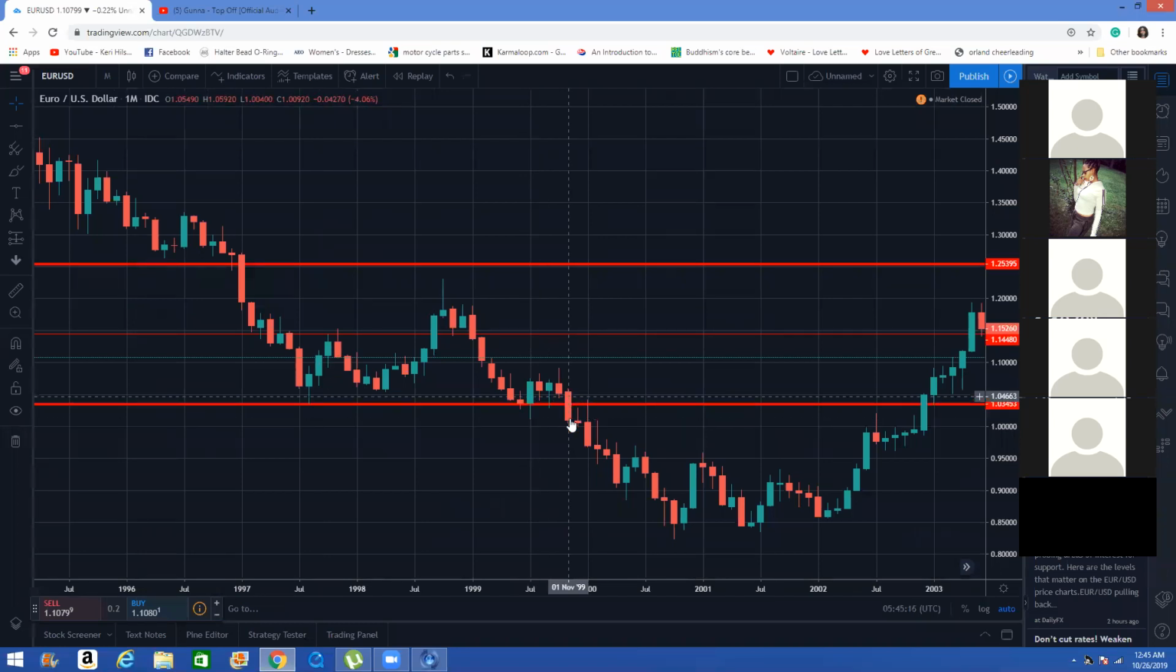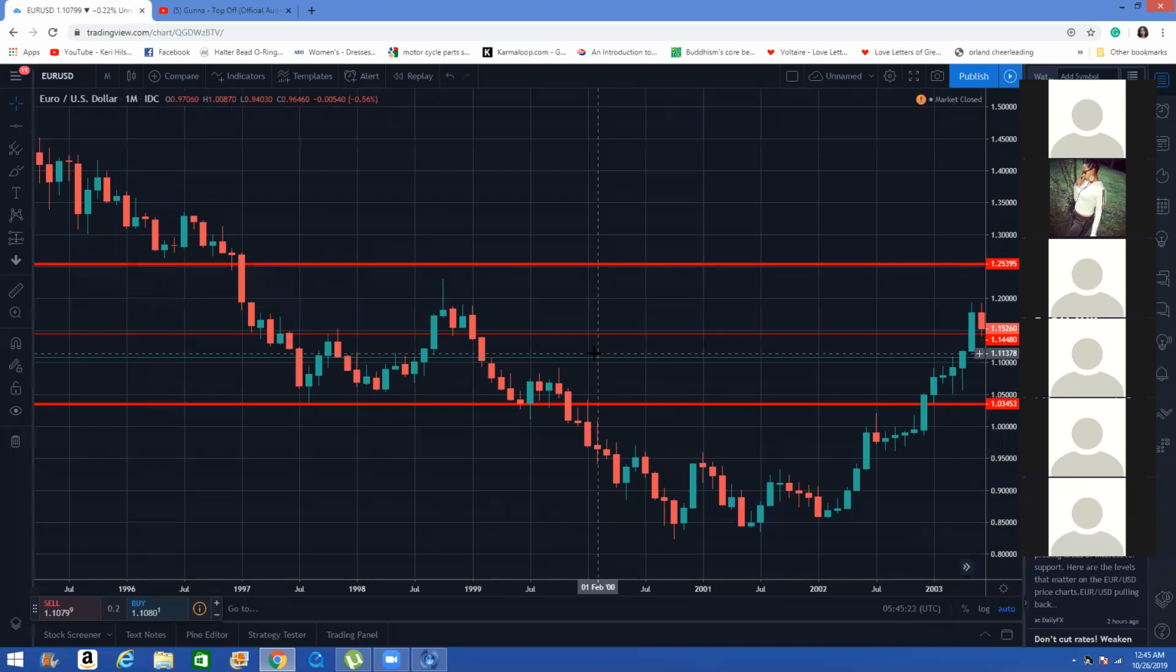Then it broke through. All right. If you don't know, somebody put in the chat, what is backtesting, right? Put in the chat what it means. What is it called when price breaks? What happens when price breaks through a support or resistance line?